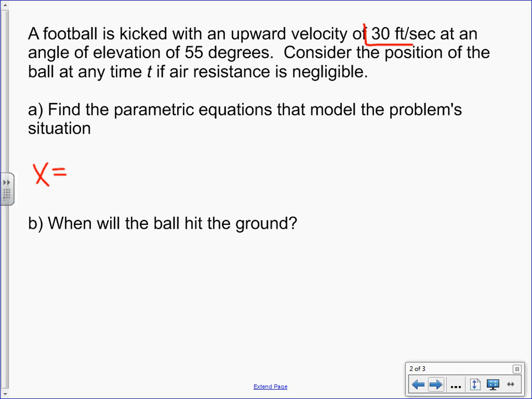30 feet per second is what? Our initial velocity. So anytime you see a v sub 0, you're plugging in 30. 55 is our angle. What's our initial height? 0. We're kicking it from the ground. So our initial height is going to be 0. So x is going to be initial velocity times the cosine of our angle.